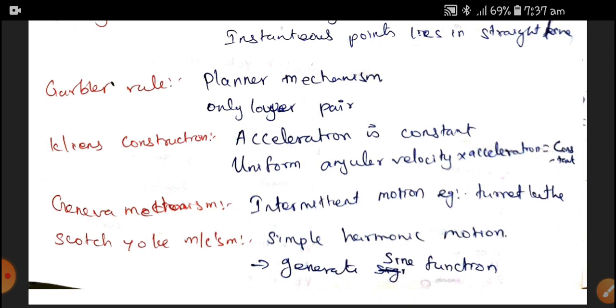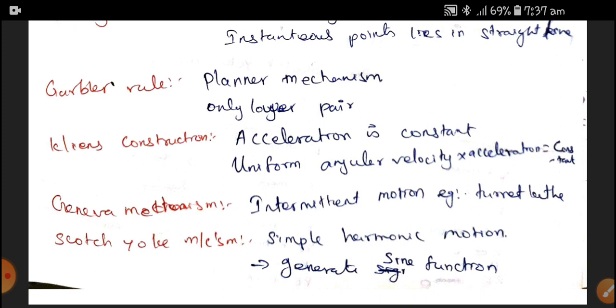Next one is the Scotch yoke mechanism. The Scotch yoke mechanism is a simple harmonic motion and it will generate sine functions. So these two things you have to remember. The Scotch yoke mechanism will give simple harmonic motion and it generates the sine function.